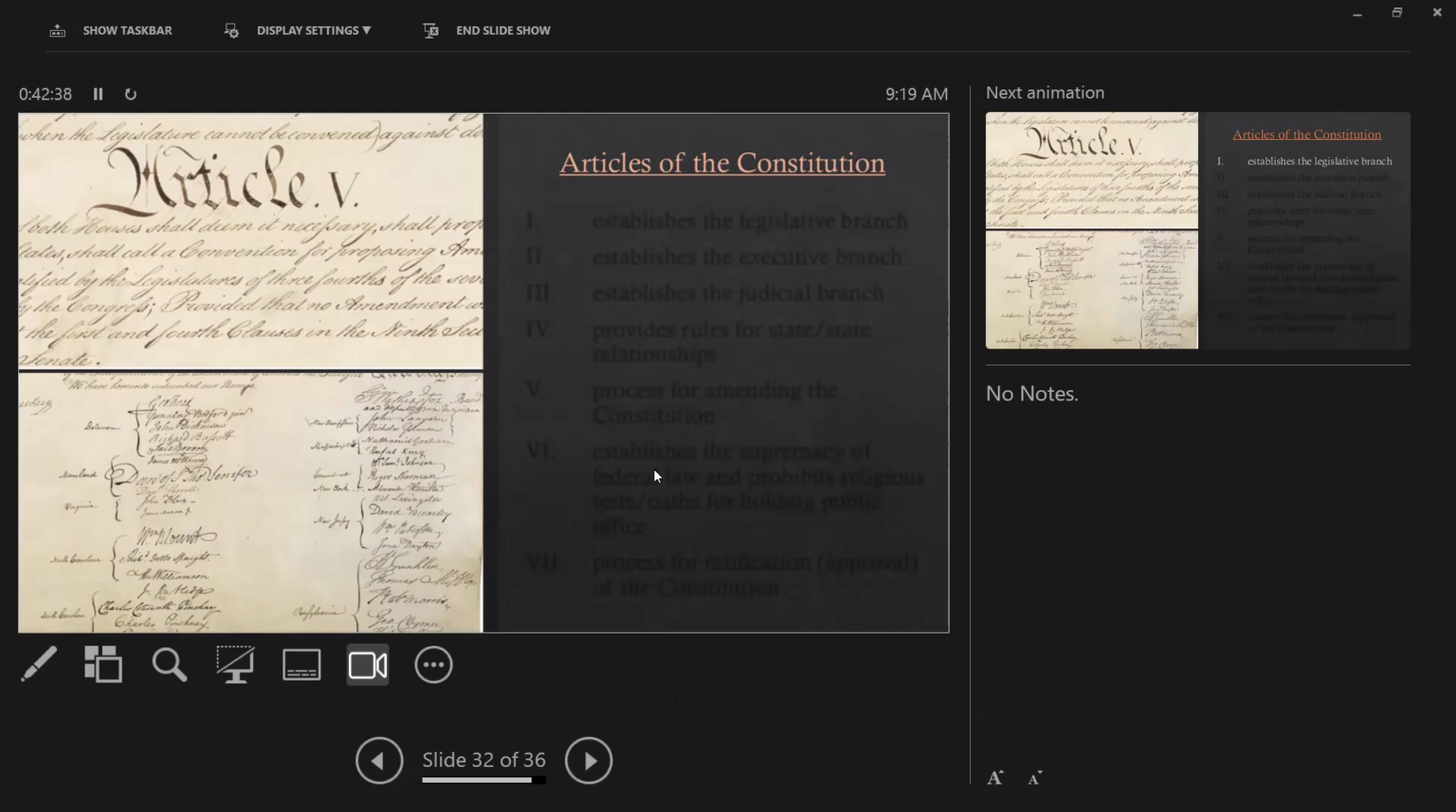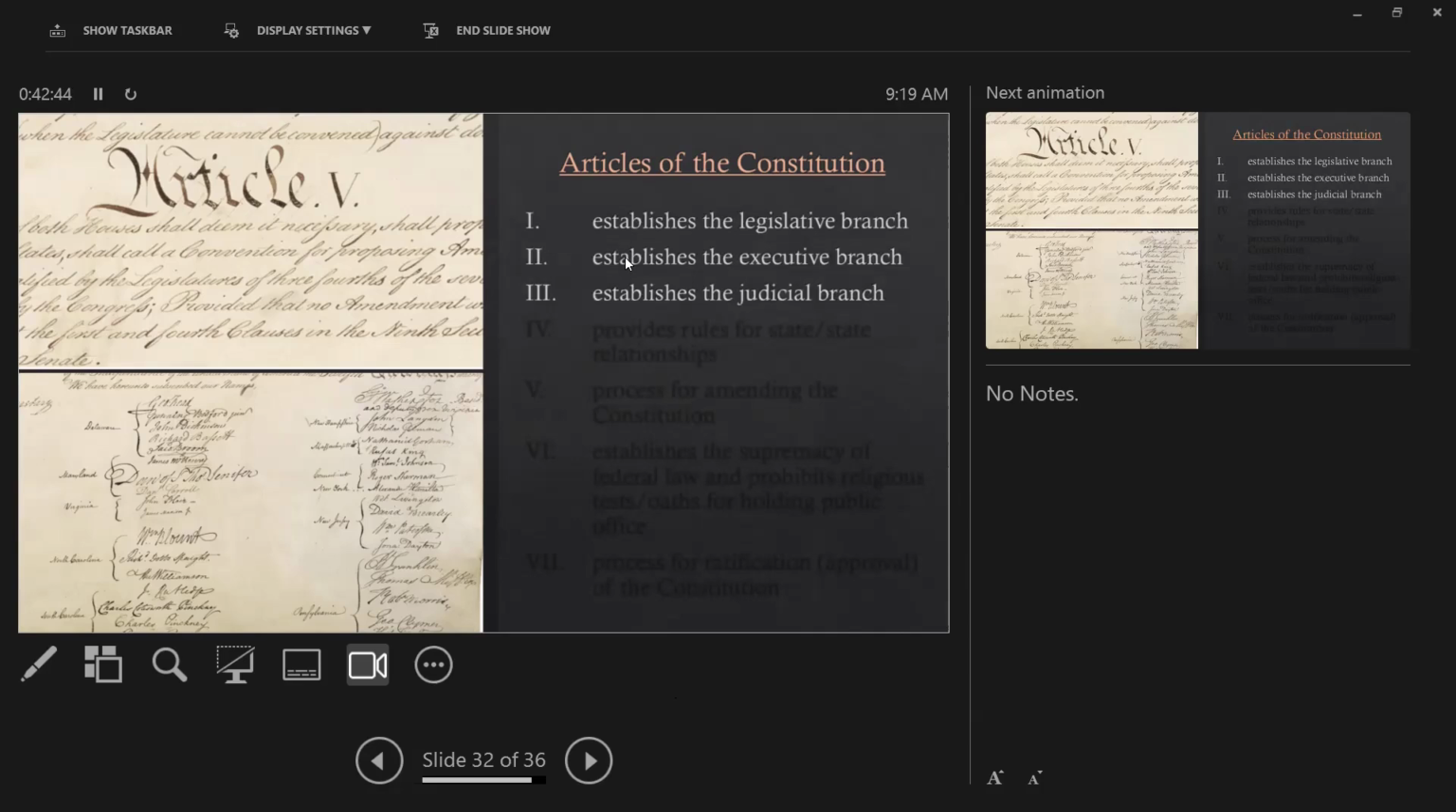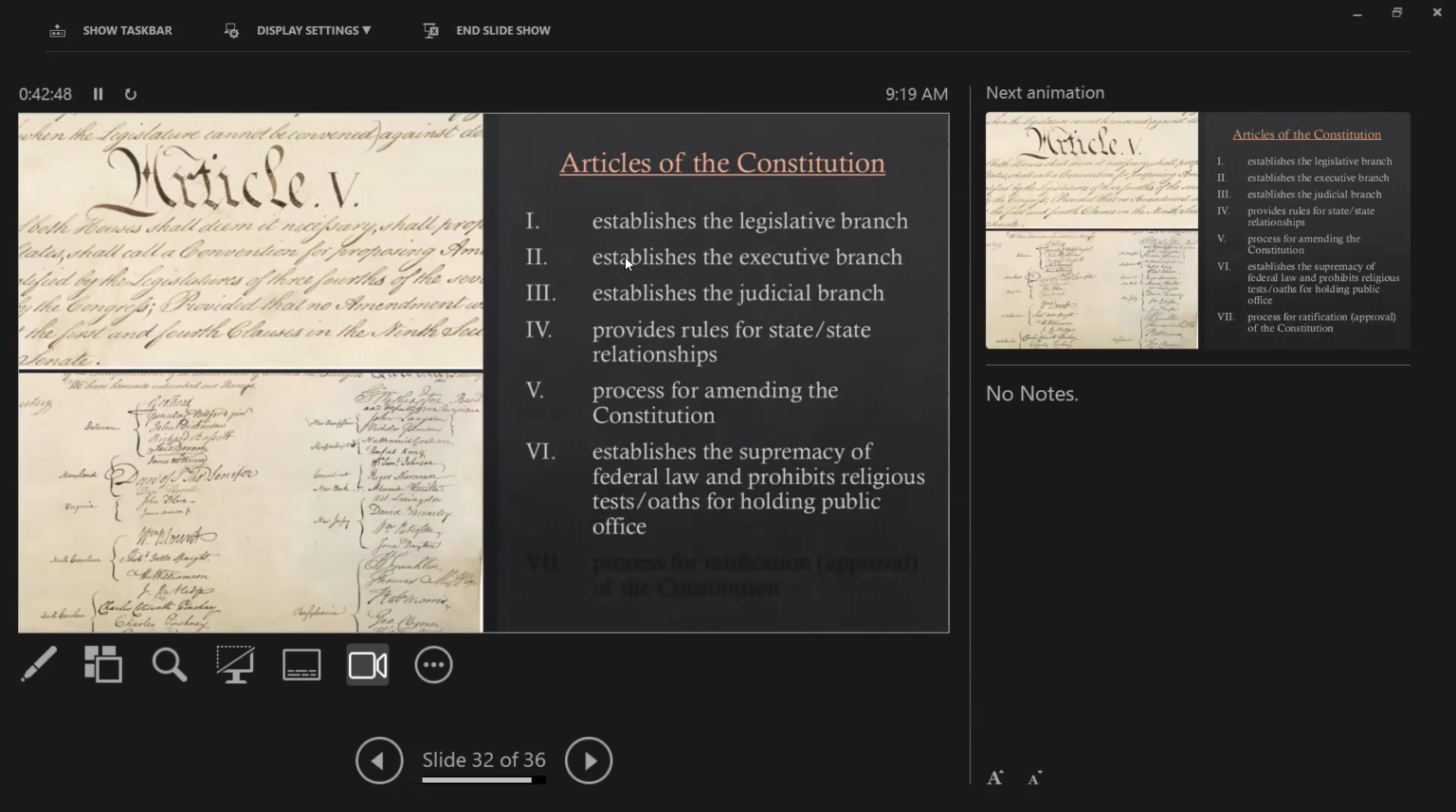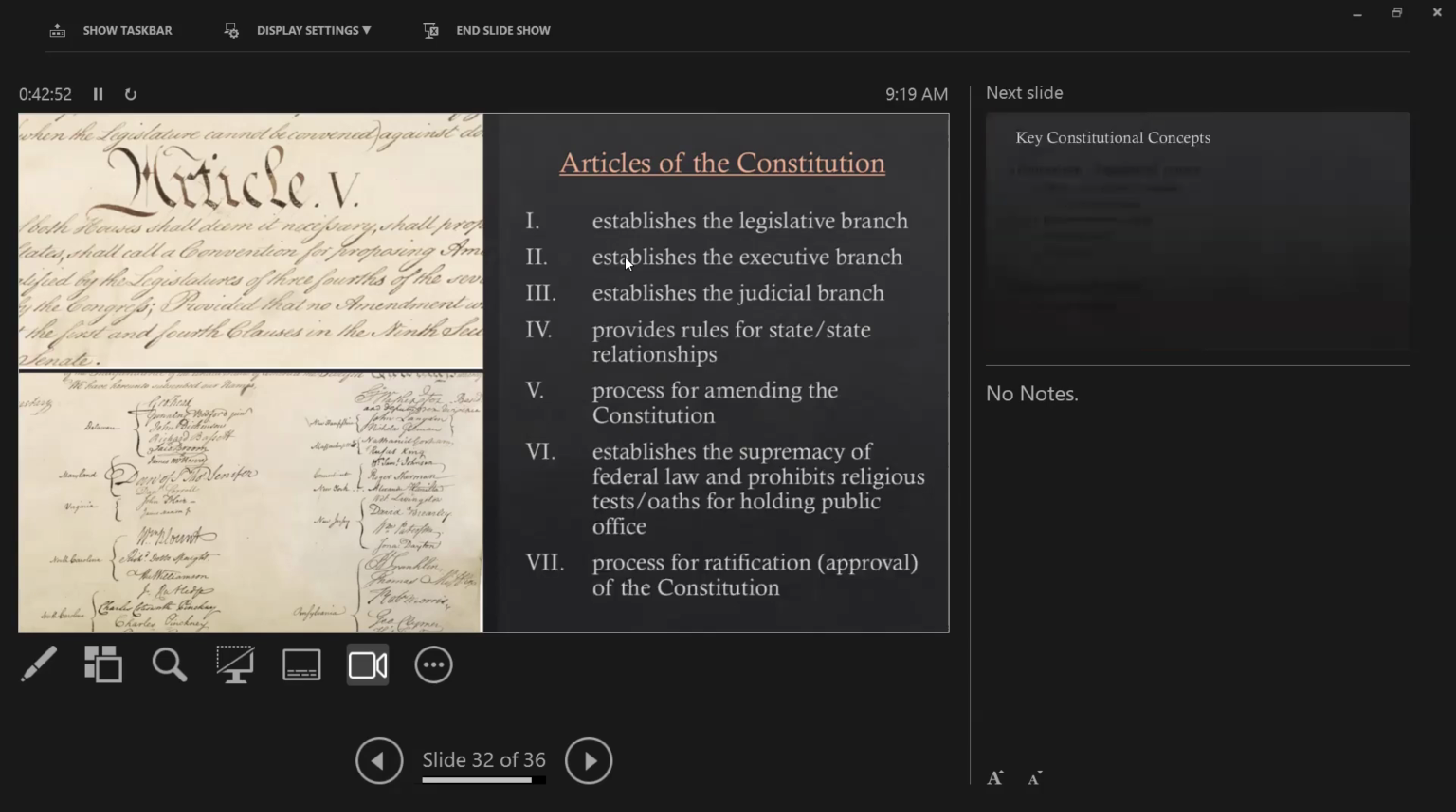Okay. I hope you are now seeing the slide, and I will reveal the titles or the themes for each article again, so you can, if you want to, pause the video and make a note of them.